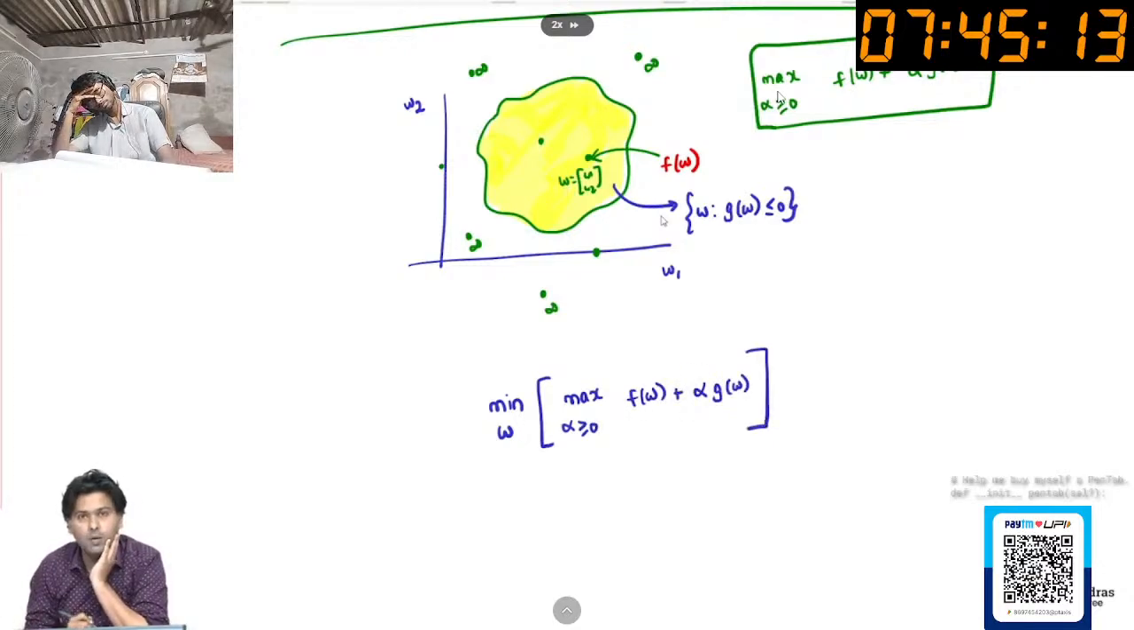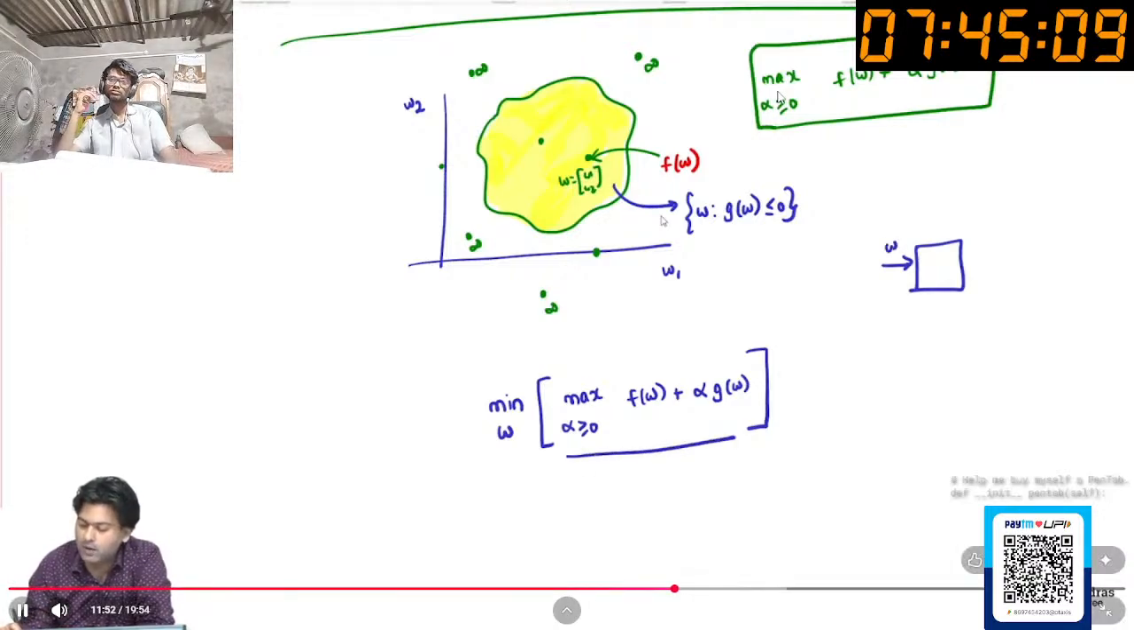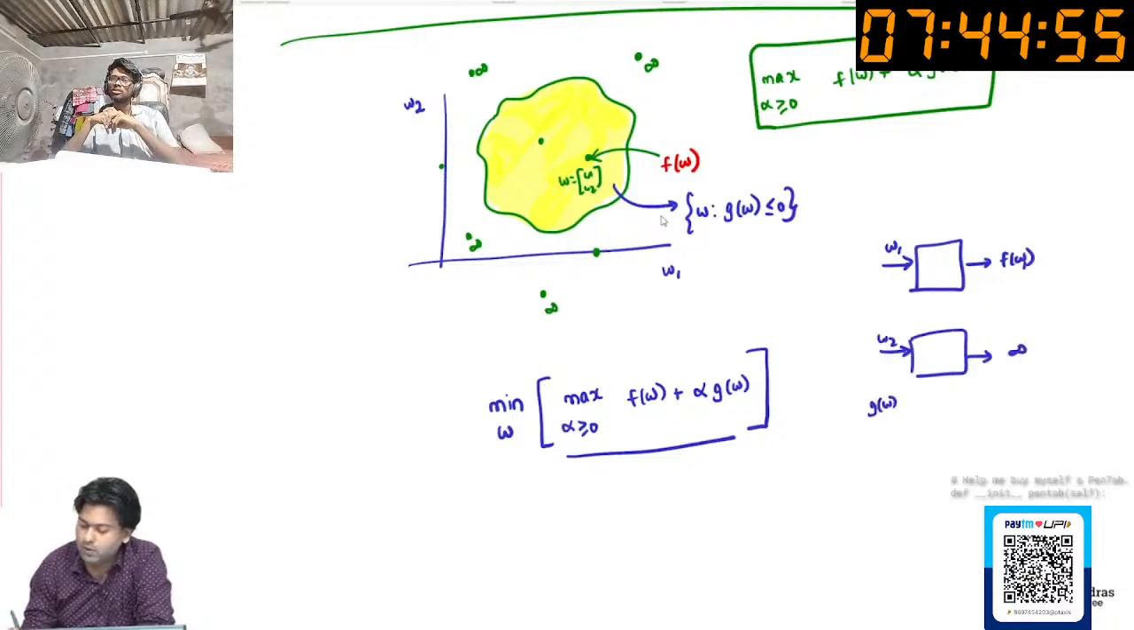If this is what I care about, then what does this mean? This means that, well, here is the black box, right? So this is a function where if I give a w, it evaluates to f of w if w satisfies g of w less than or equal to 0. Now, here is another w, maybe w2, which will evaluate to infinity because g of w2 was greater than 0. Here g of w1 was less than or equal to 0.